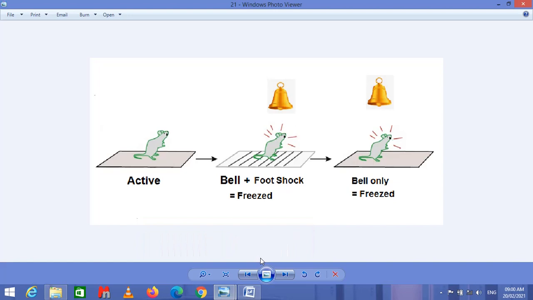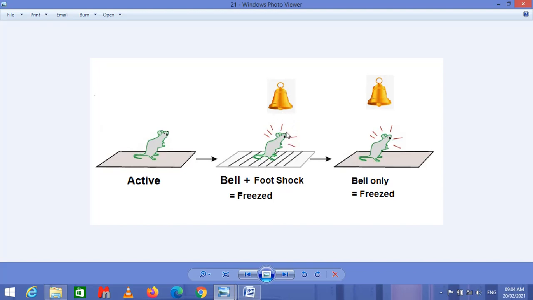This is a mouse, and this mouse is placed on the flat. This flat does not have any sort of irritation, any current, or any foot shock. And this mouse is active. This mouse is not showing any fear response. Now, if we apply the foot shock to the mouse, this mouse will freeze. But during applying the shock to the foot of this mouse, what will happen? During applying the shock, we also apply a bell.